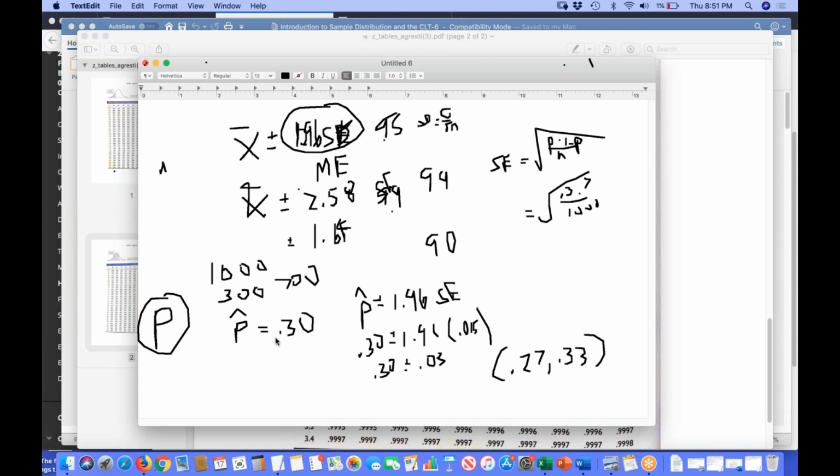Professor, the formula is P times 1 minus P? P times 1 minus P over N, right. Square root of the whole thing, everything that's inside there. So that works out pretty well, right? So we have a mechanism for doing this for proportions as well as for averages.